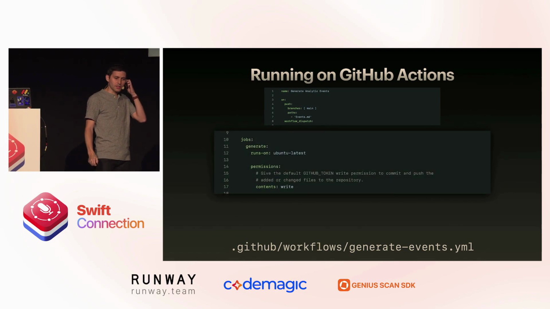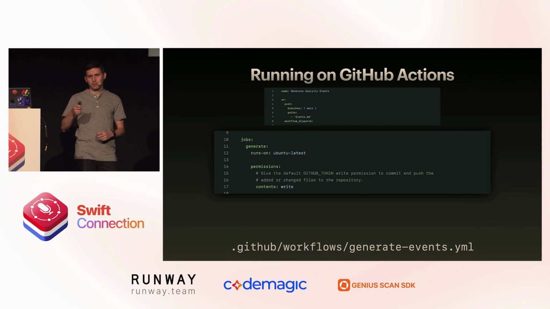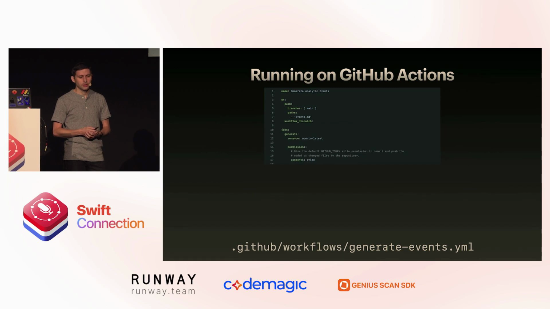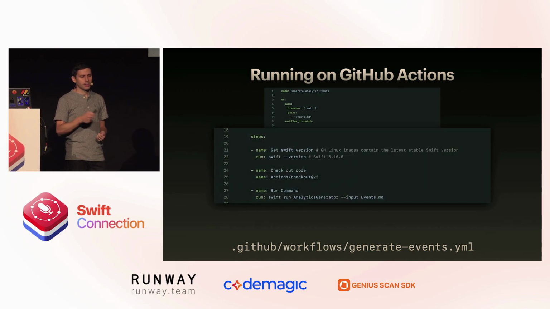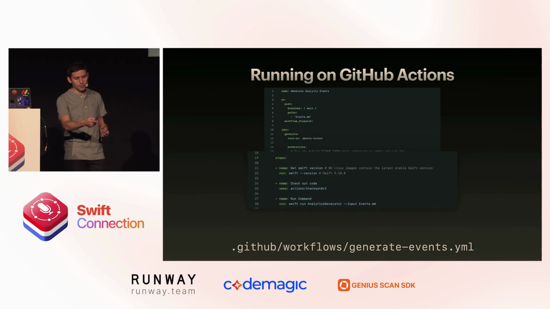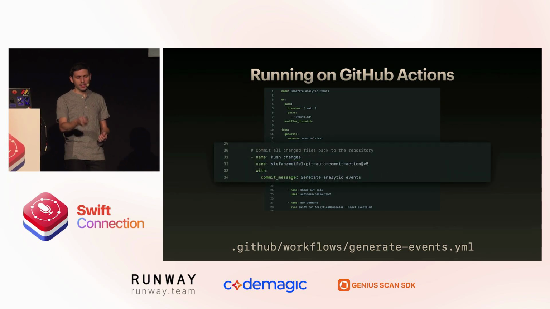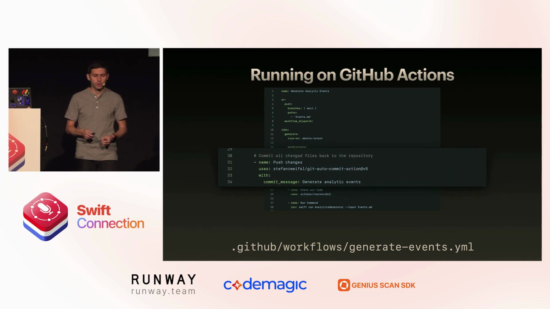The second thing is I need to give this write permissions because I want it to push back to the repo, and you can see that it runs on Ubuntu. I can use Linux. There's no reason to use macOS here. Finally, I don't need to install Swift because the Linux images on GitHub nowadays already have Swift installed. I check out my repo, and I run the same command we ran there. And finally, you can use an action to push it back to your repo.